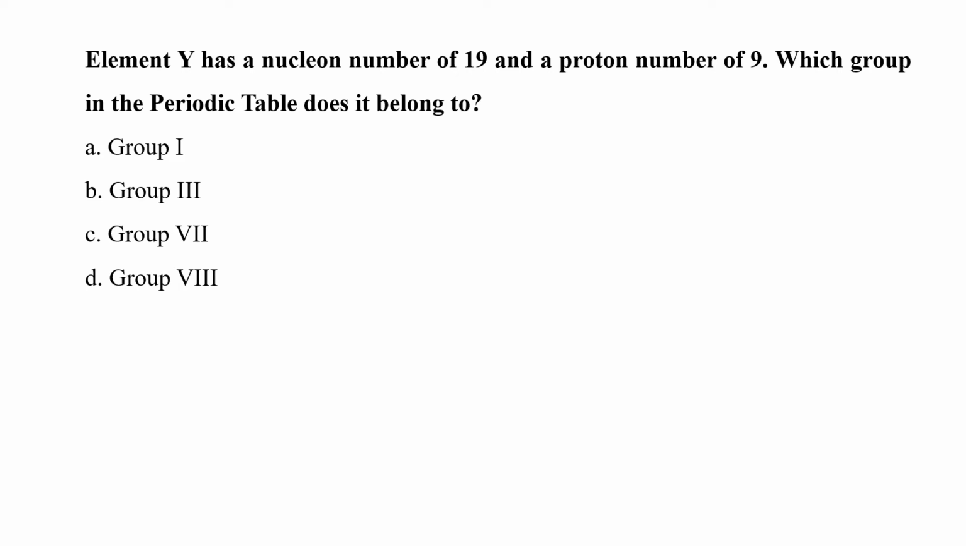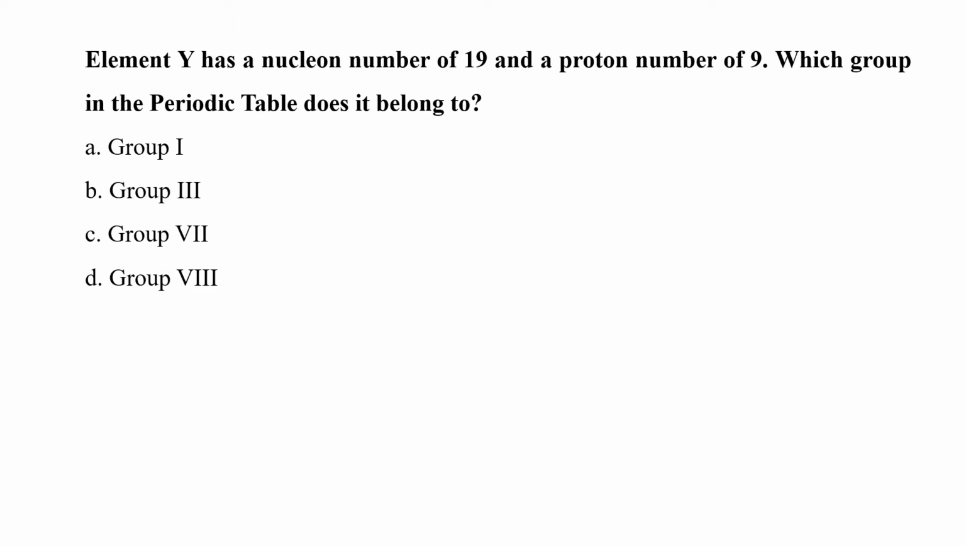Here is the chemistry section. Element Y has a nucleon number 19 and a proton number of 9. Which group in the periodic table does it belong to? A. Group 1, B. Group 3, C. Group 7 or D. Group 8.